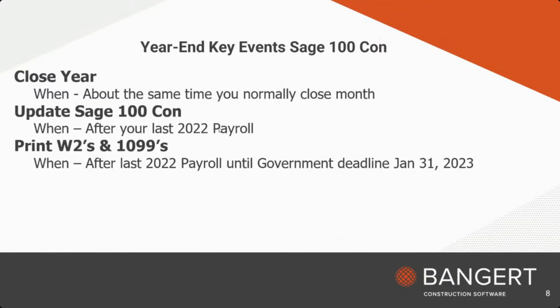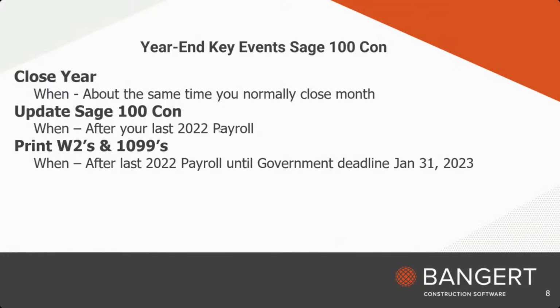With Sage 100, you're generally going to close your year about the same time, and you're generally going to want to get your payroll taxes updated about the same time. The difference between Sage 300 and Sage 100 is that Sage 300 separates a payroll tax table update from the software update, whereas Sage 100 has those tax tables hard coded in the system.